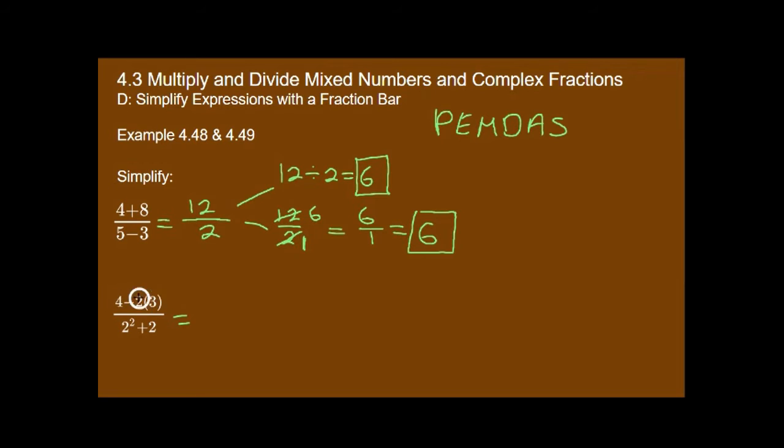Next, exponents, there are no exponents in the top. So we're going to multiply in the top. We have multiplication here. So this gives us 4 minus 2 times 3 is 6. Okay. So we've simplified the numerator.